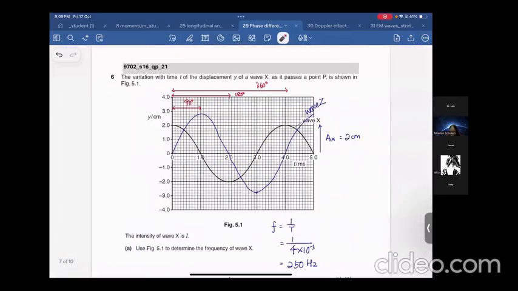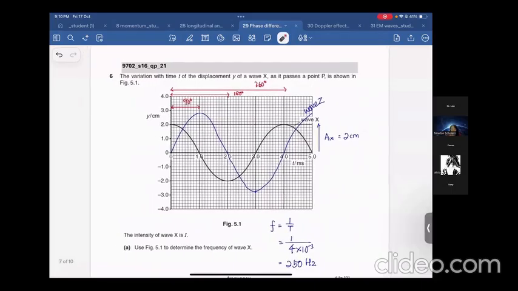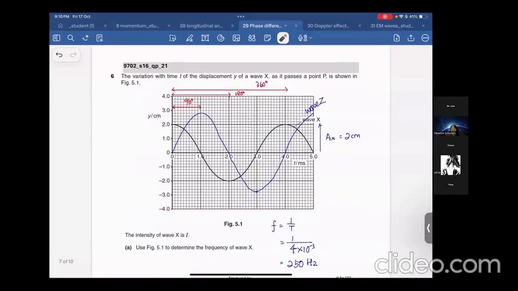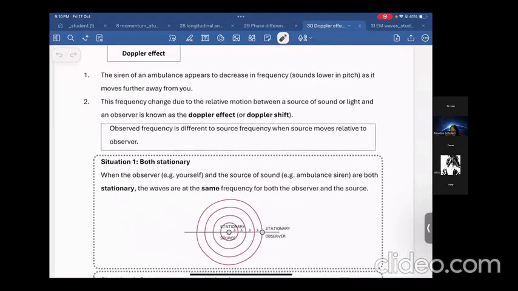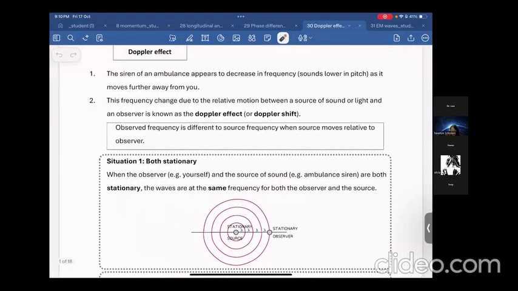Okay, if no question, we are going to the lesson number 30. Doppler effect. Have you completed? Then we go to lesson number 36. Okay, so let's go. Doppler effect.